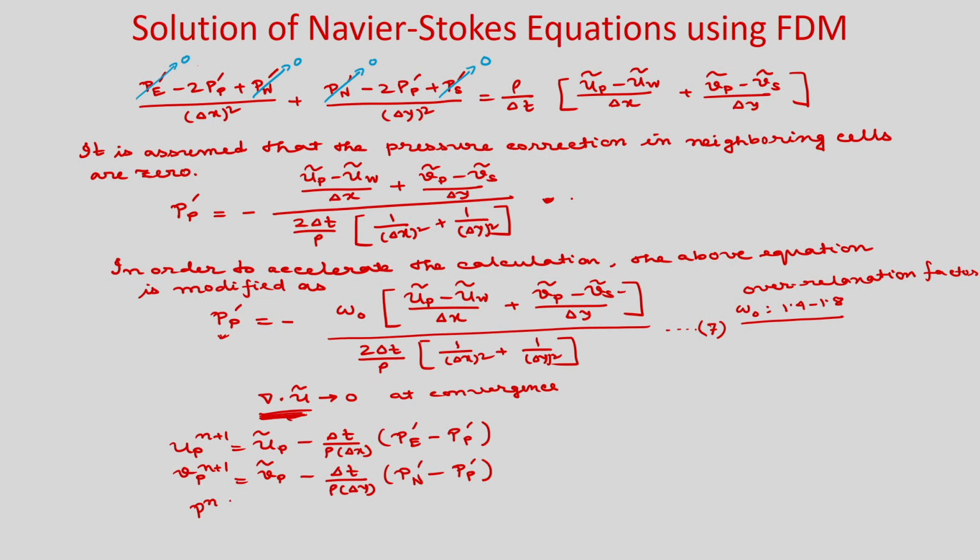If you want to find the pressure, you see p n plus 1 is equal to p n plus p prime. So, this is the equation. If you write for cell p, it will be p p n plus 1 is equal to p p n plus p p prime. At convergence p p prime will be 0, so p p n plus 1 is equal to p p n. So, obviously, whatever u tilde I get will be u n plus 1.